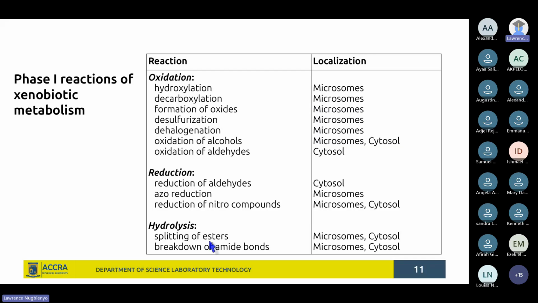And even the hydrolysis, so breaking down of substances like maybe some lipids, which are like esters. So splitting of these esters, breaking down of some amide bonds. All of this is also occurring in the microsomes and the cytosol. So redox reactions, hydrolytic reactions, all of these are phase one reactions in xenobiotic metabolism.